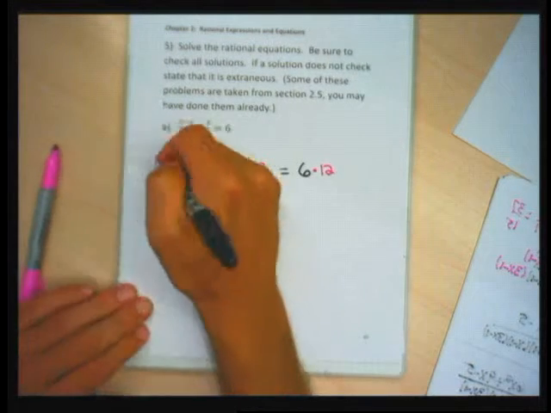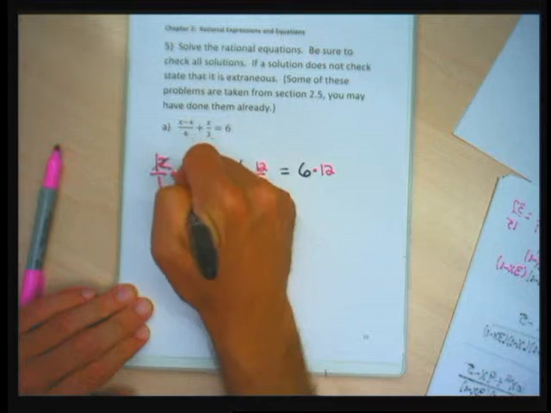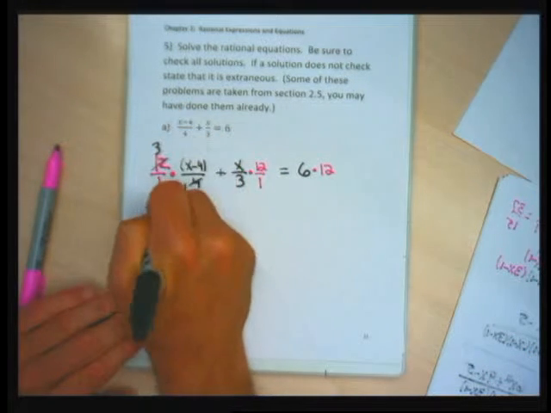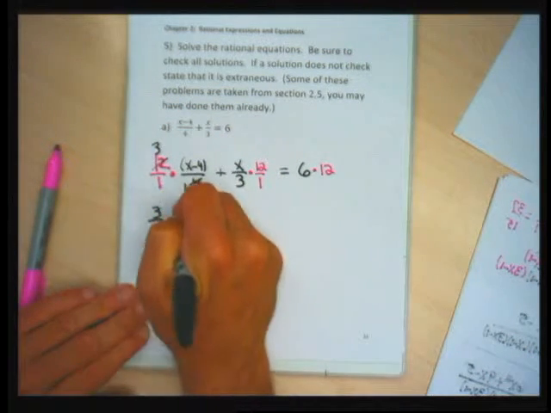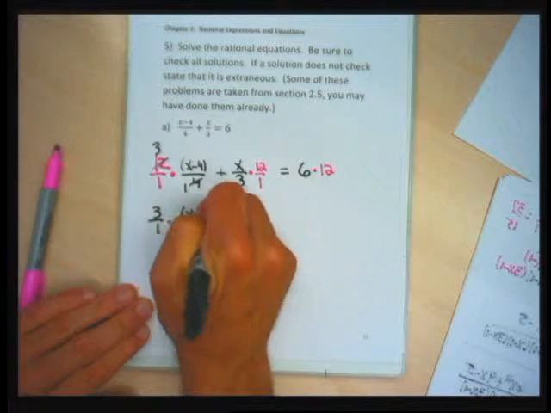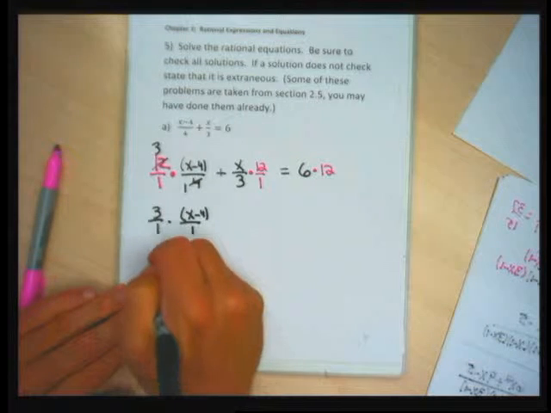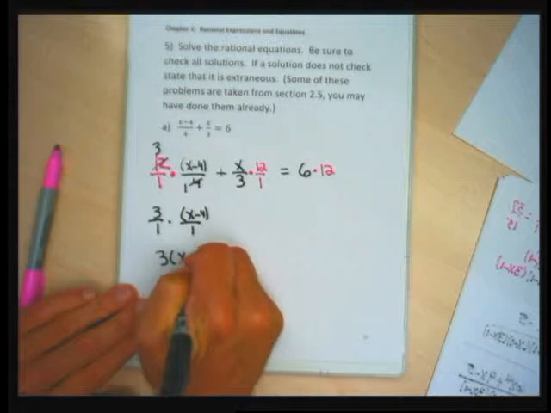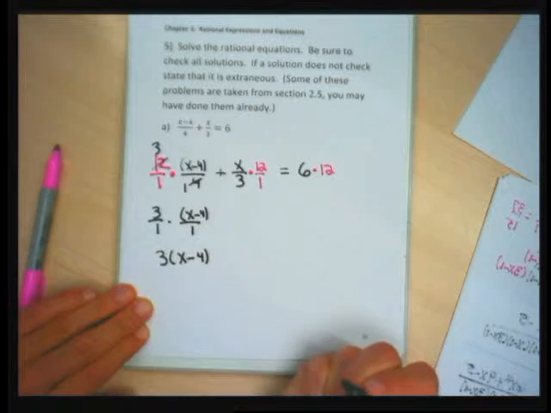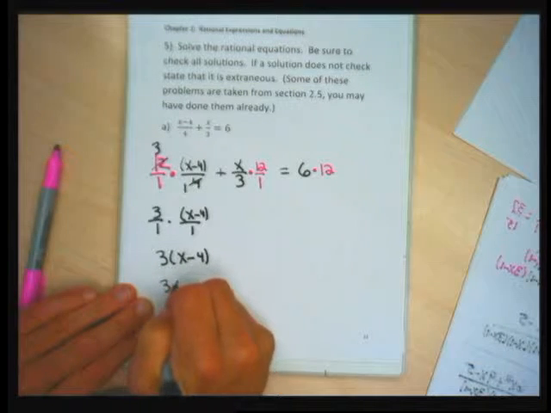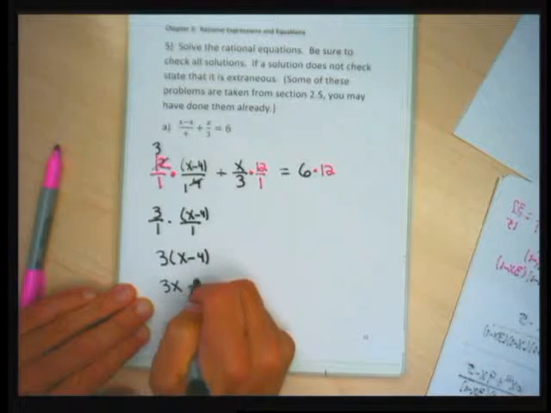I'm going to cancel this 12 with this 4, and what I'm left with is 3 over 1 times x minus 4 over 1. I have a couple of over 1s, so I don't need the fractions anymore. What I'm really left with is just 3 times x minus 4. The parentheses tells me to multiply the 3 by the x and the 3 by the minus 4.